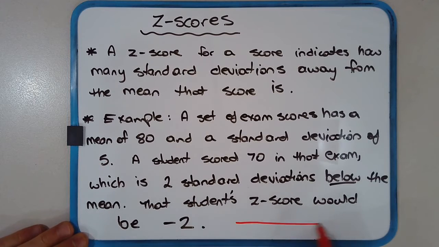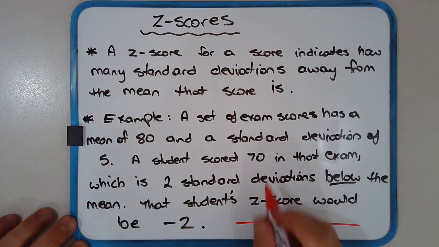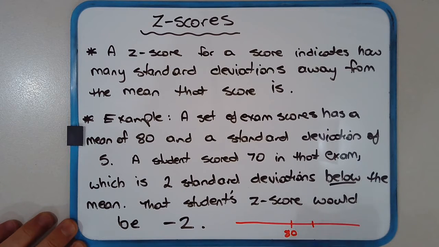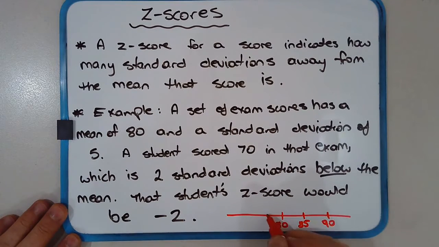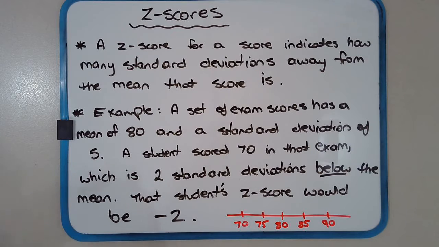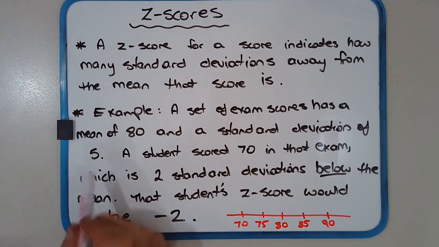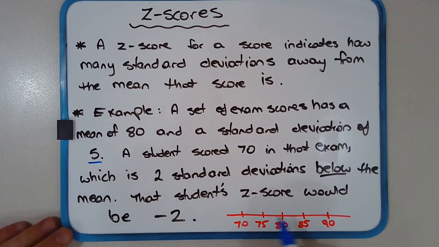So if I was to draw that on a number line, or a Z-score line, the average there would be 80. 1 standard deviation above would be 85. 2 standard deviations above would be 90. 1 standard deviation below would be 75. 2 standard deviations below would be 70. So if we're counting in lots of standard deviations, each standard deviation is worth 5.